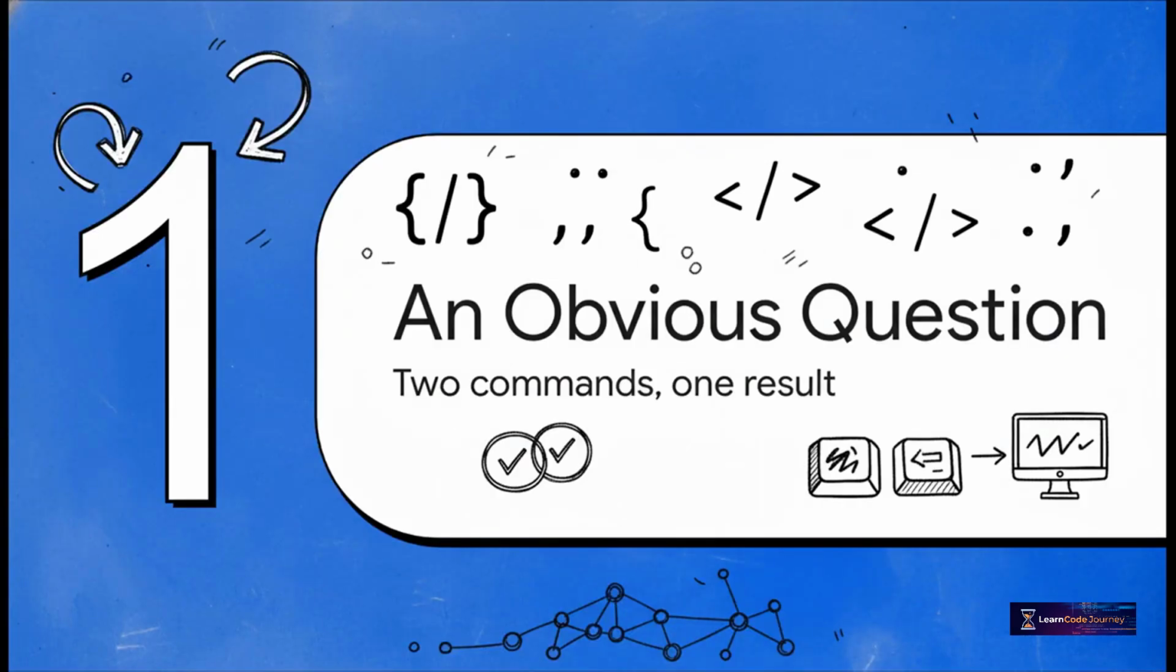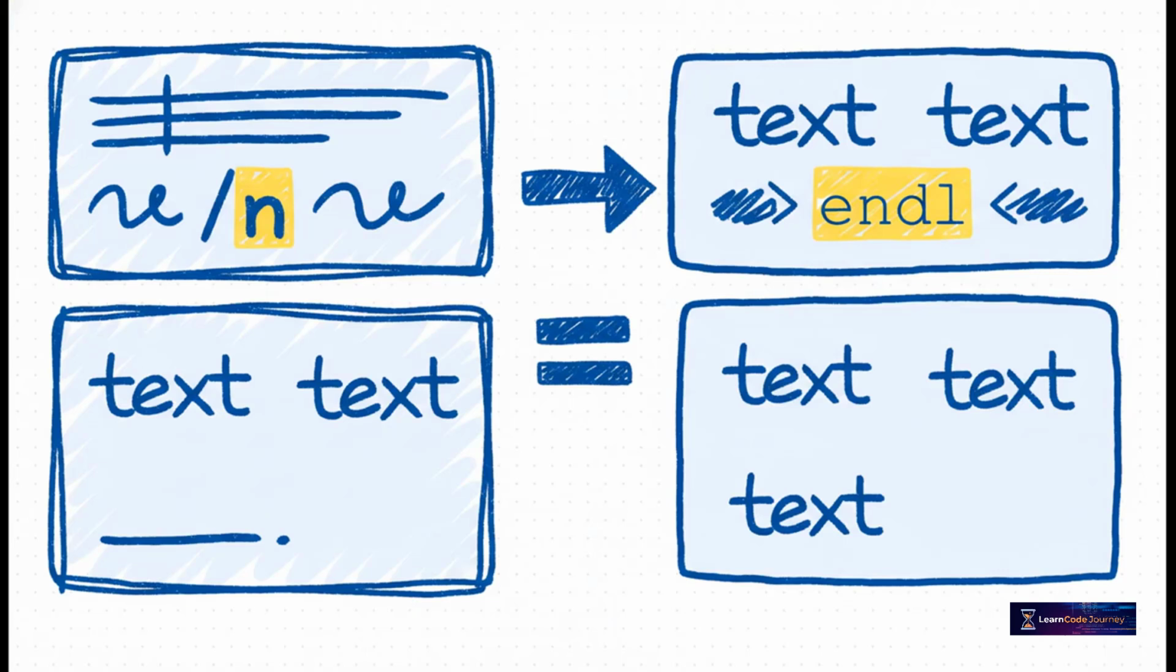You know, in programming, you run into this all the time, especially when you're starting out. You find two completely different ways to do what looks like the exact same thing. And that always leads to a great question. I mean, just look at this. On one side, we've got our good old \n. On the other, we've got endl. And the result? It's exactly the same. They both just move the cursor down to the next line. So what's the deal here?